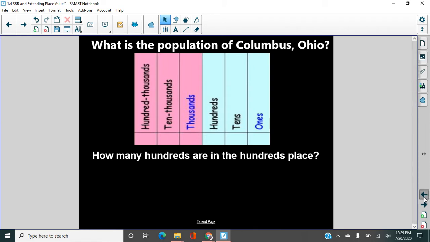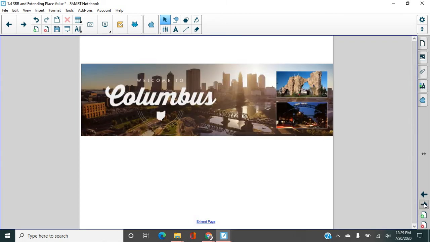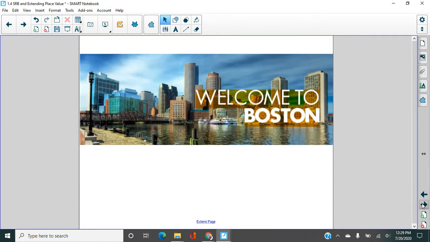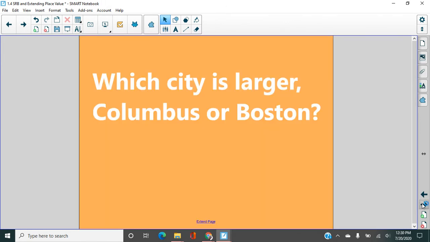So Columbus, Ohio, I'm going to look back here and I can find the population of Columbus, Ohio right here. And then each one of those digits is worth a different amount, right? Ones place, tens place, hundreds place, thousands, then 10,000s, right? Not millions after thousands, 10,000s and 100,000s. And what we can do here, we can look at Boston also, okay? And then we can compare those 2 numbers.